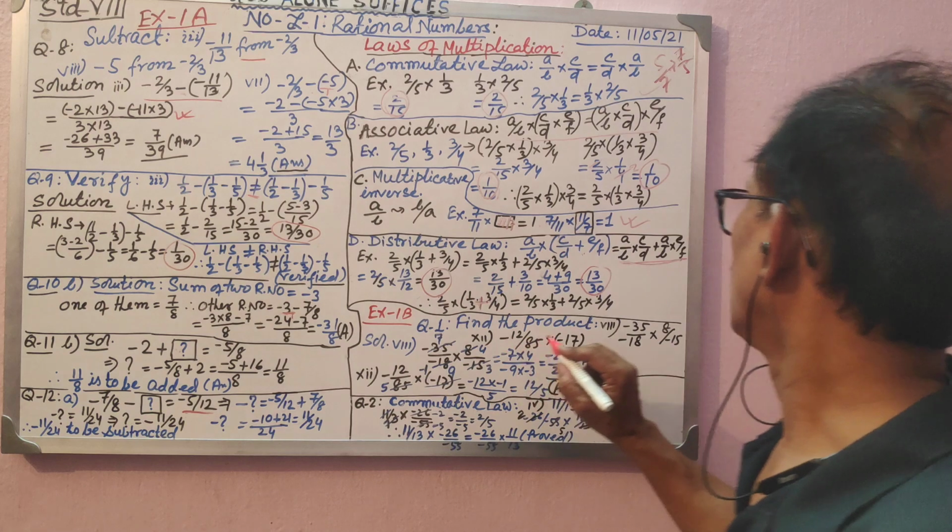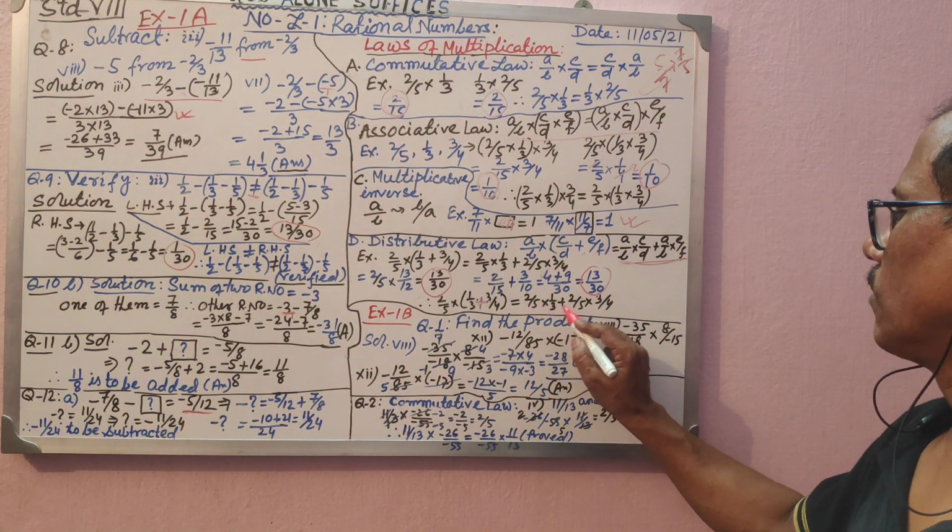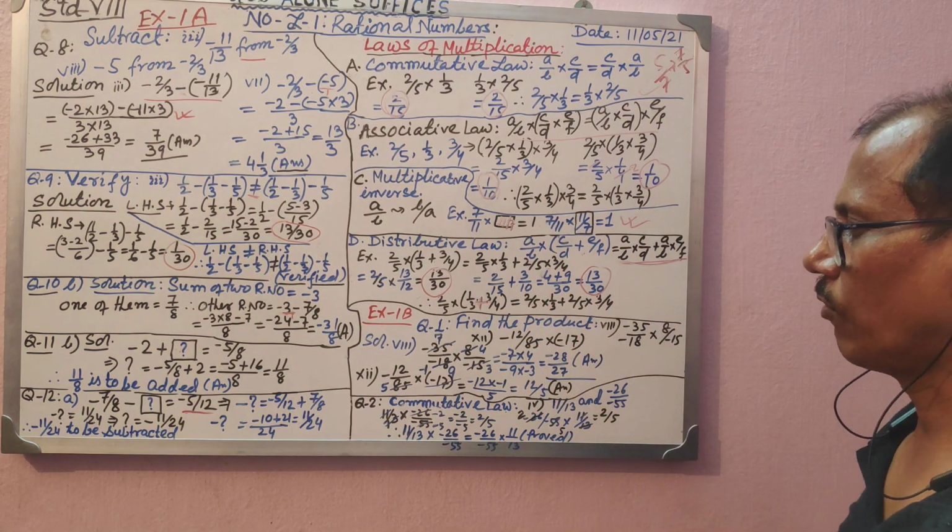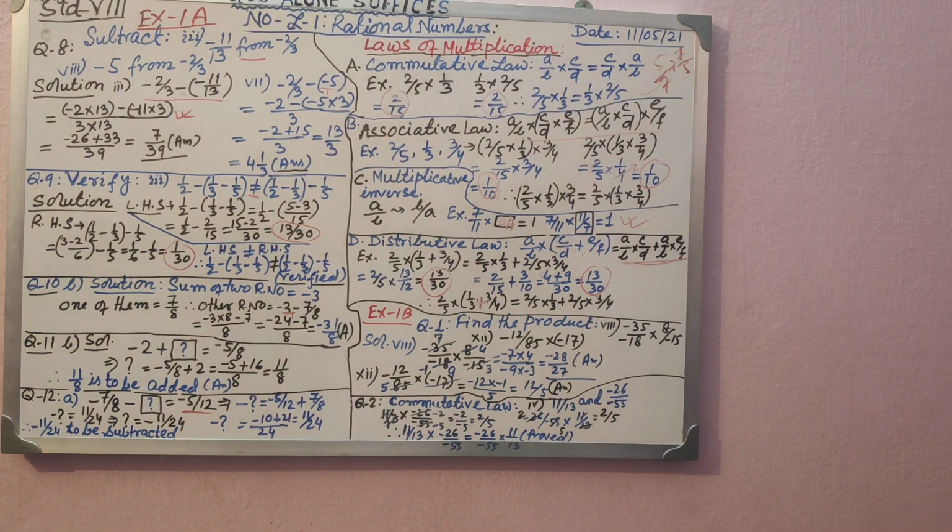It is equal to 2 by 5 into 1 by 3 plus 2 by 5 into 3 by 4. I hope you understood. I will take one or two sums from the exercise. Two questions I have taken today.